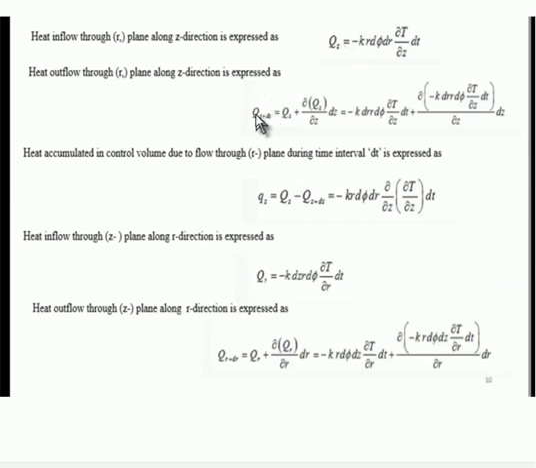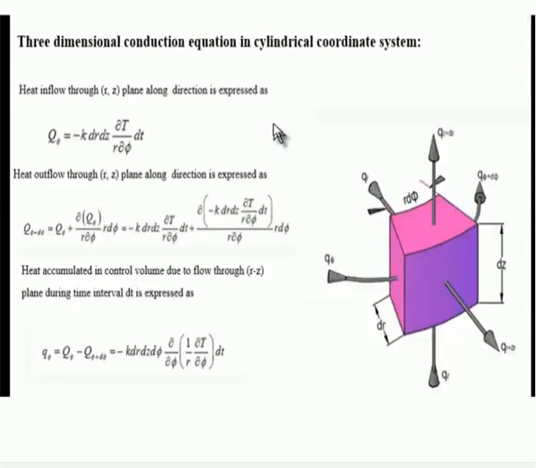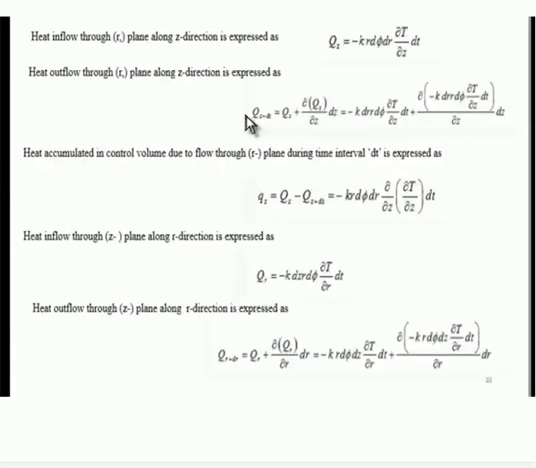Qz, then next one is Qz plus dz. So it is the heat inflow through this volume, and it is the heat out of the volume. That's why Qz plus dz. Similarly, we have to write Qz plus dou Qz by dou z into dz. So again, we have to substitute these equations here.